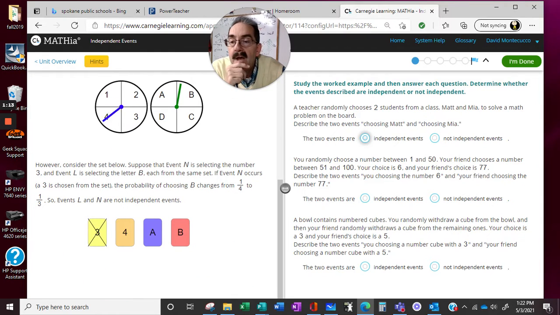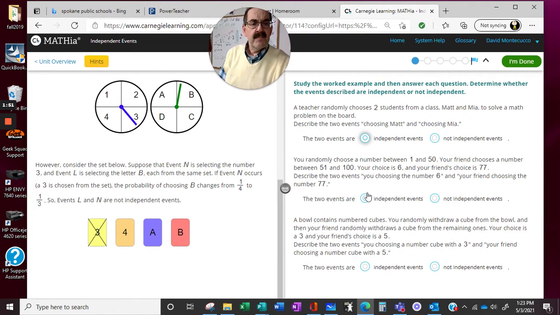However, suppose that event N is selecting the number 3 and L is selecting the letter B, each from the same set. If event N occurs, a 3 is chosen from the set, probability of choosing the next one is 1 out of 4, but then it would be less on the next one. So this is the idea: whatever I do on this dice and whatever I do on this dice do not affect each other. But if first you picked one, then you pick another, now you've got dependency.